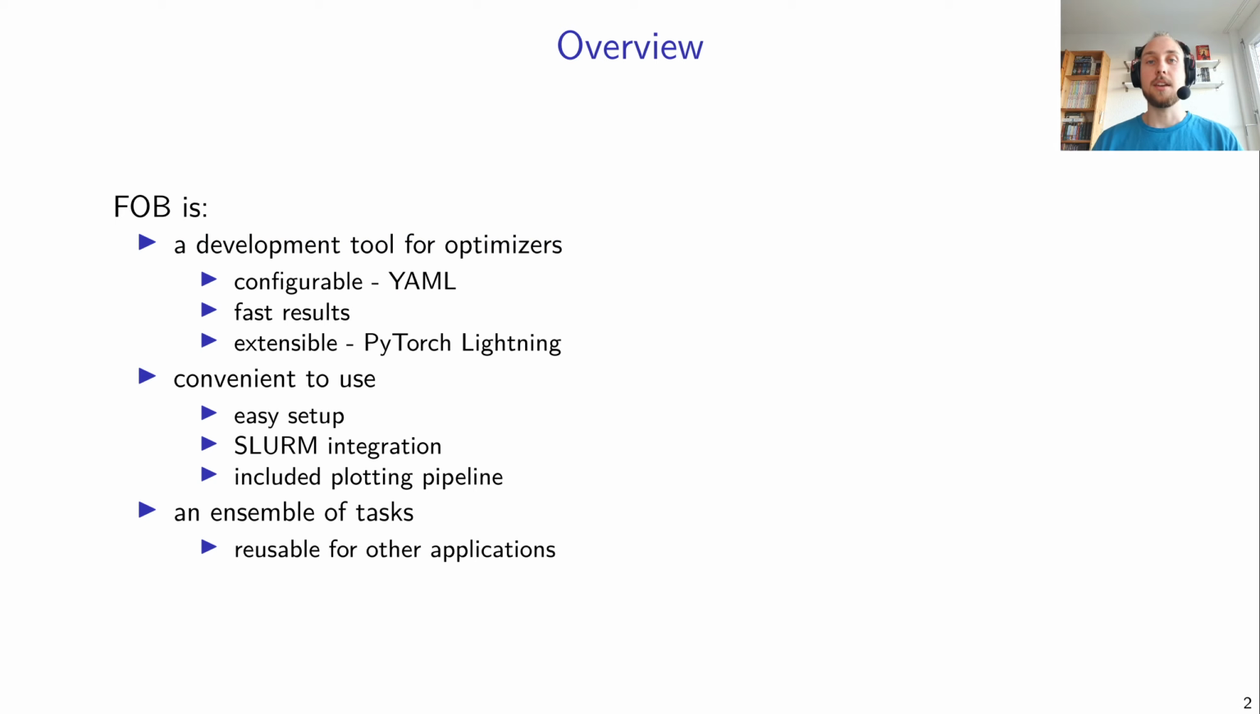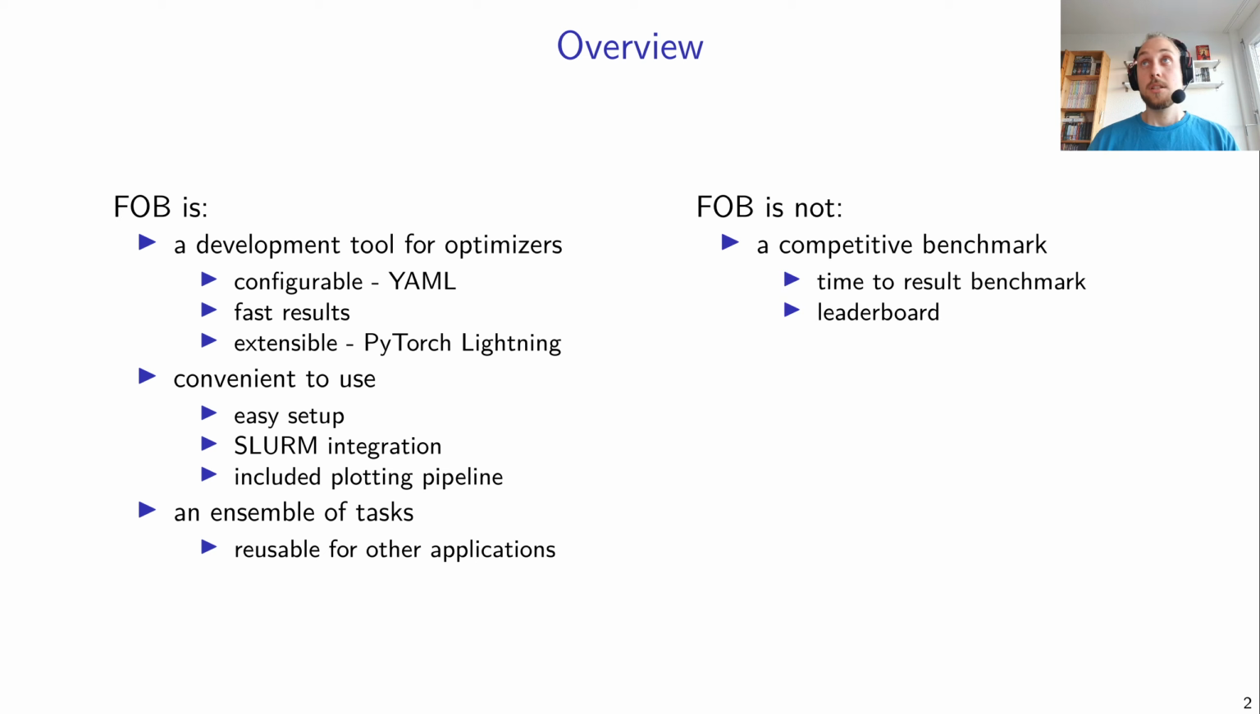It is a development tool for deep learning optimizers. It is configurable, yields fast results, and is designed to be extensible. It is also convenient to use, being easy to set up, and featuring Slurm integration and an included plotting pipeline. It is also an ensemble of tasks that can be reused for other applications as well. Now, what FOB is not is a competitive benchmark that tries to establish a new leaderboard.